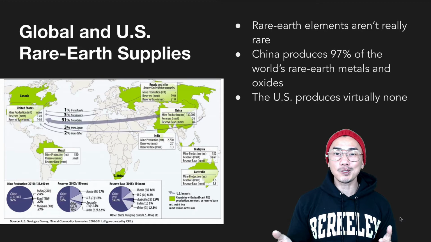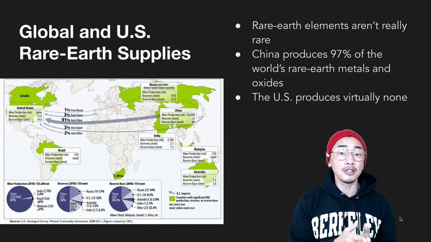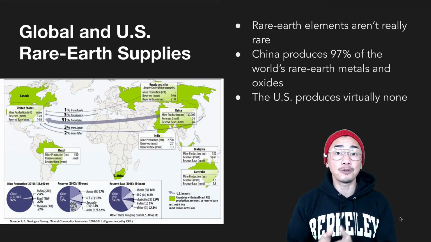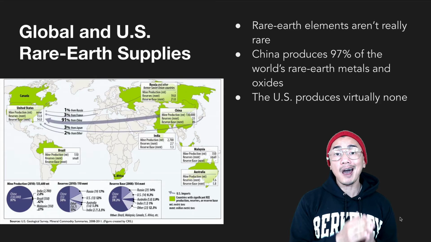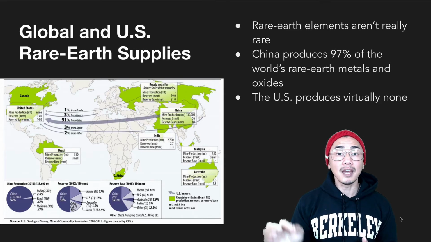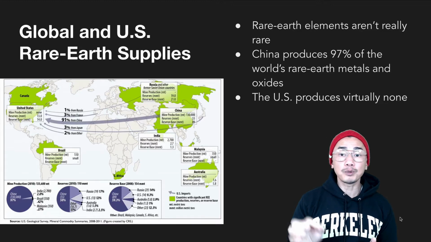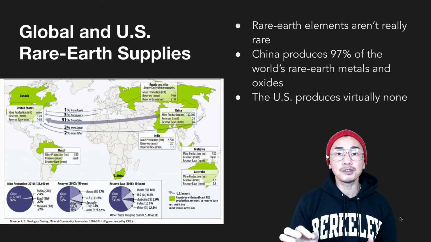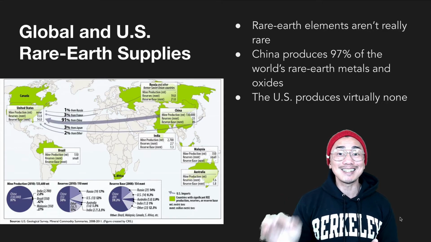Going back to the case study of rare earth elements, I do need to highlight that rare earth elements actually aren't that rare. Mining rare earth elements, however, is highly labor-intensive and environmentally disruptive. Currently, China produces about 97% of the world's rare earth metals and oxides, and the United States produces virtually none.